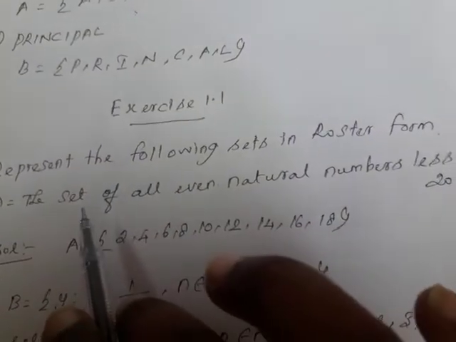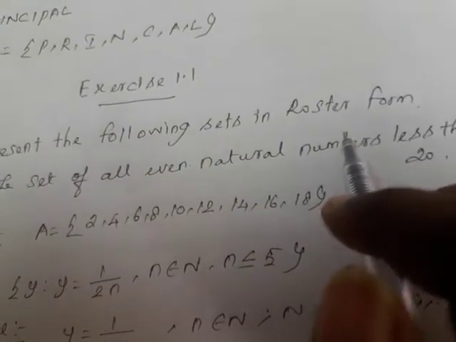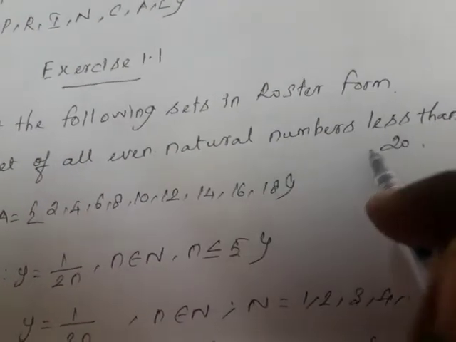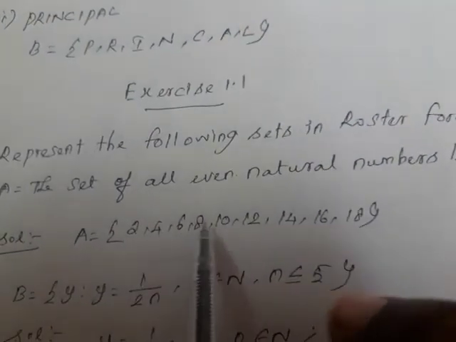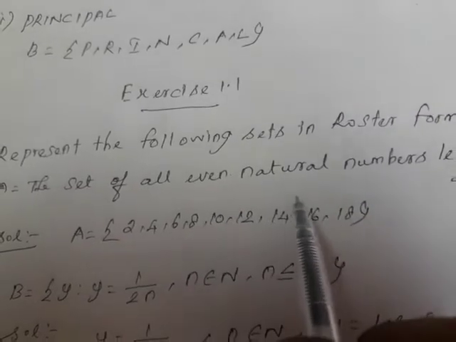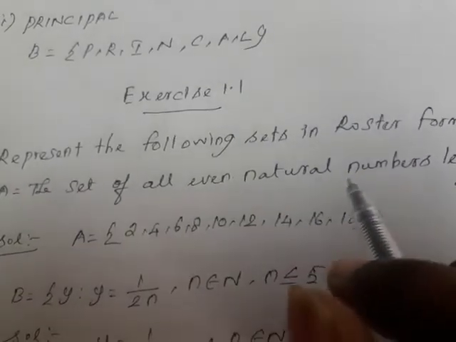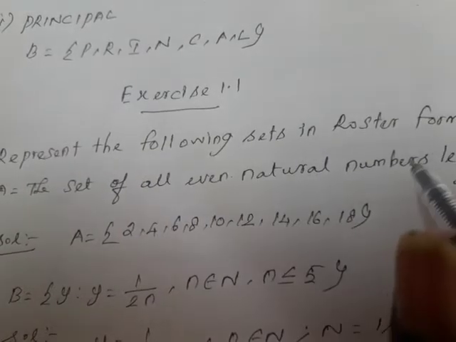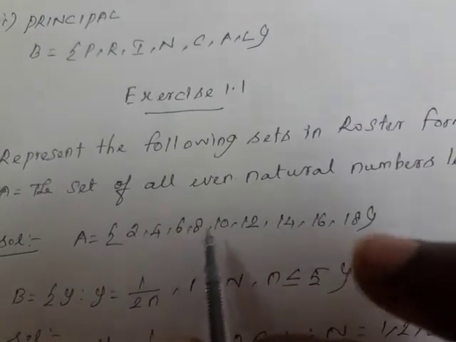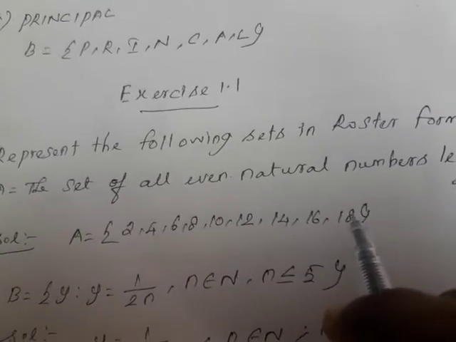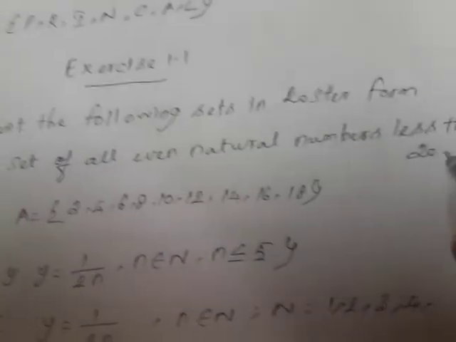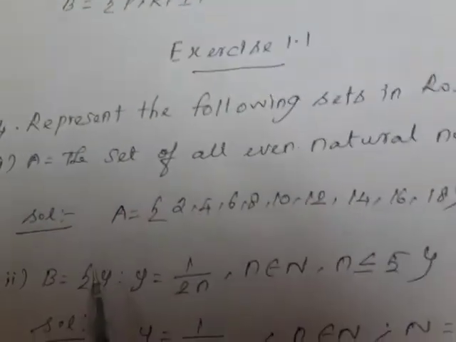So first, what is given? The set of all even natural numbers, and the condition is also given: less than 20. So roster form means what? We have to write every element, listing all the elements. What are all the even natural numbers possible that are less than 20? 2, 4, 6, 8, 10, 12, 14, 16, 18. 20 we can't write because the condition given is less than 20. That is the answer.